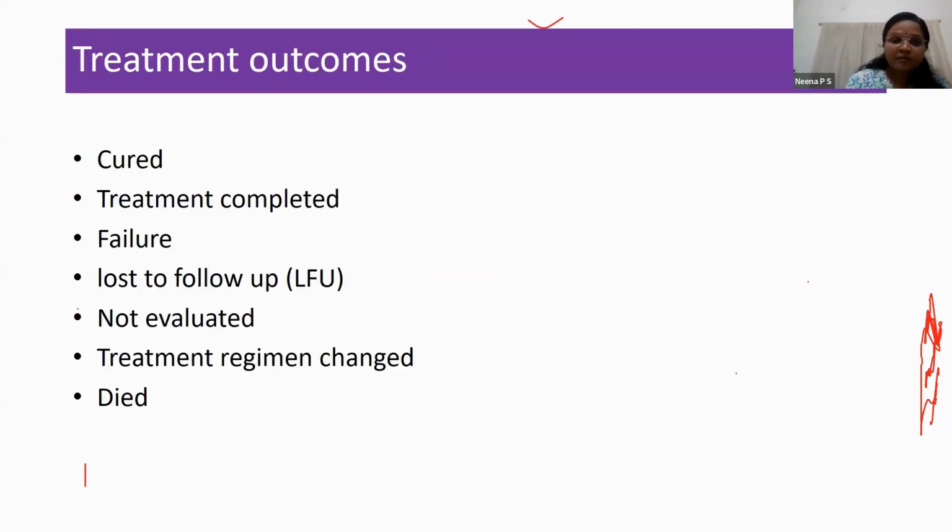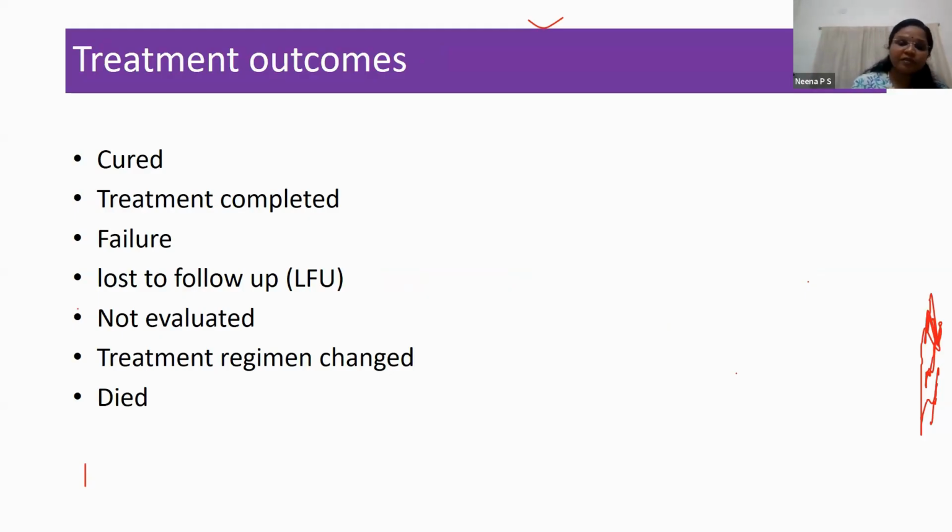Now, the treatment outcomes that are followed in the program have various definitions: cured, treatment completed, failure, lost to follow-up. Cured means that at the end of treatment the patient has microbiological negativity. Treatment completed means that no sputum testing has been done at the end of treatment, with either smear or culture, but the patient has completed treatment and there is clinical resolution, so his treatment is completed.